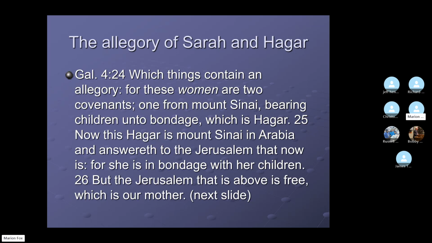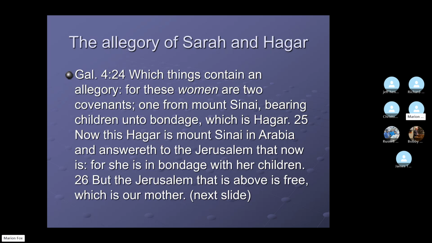There wasn't an H in the King James Version. In 1600, there wasn't an H in the language. In the English language, the letter H didn't exist. It came in around 1765, approximately. So, bearing children under bondage, see, that's Hagar. And that's the covenant that came from Mount Sinai.